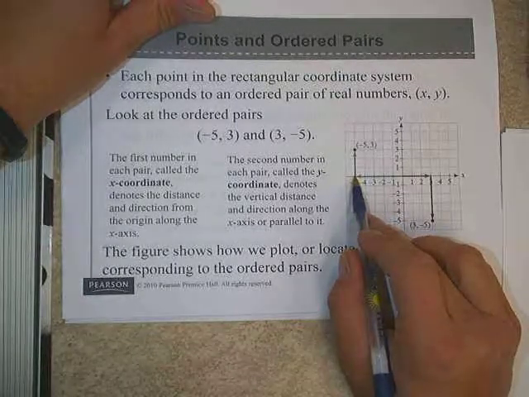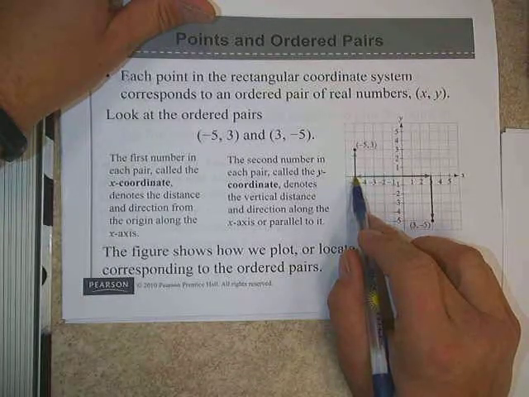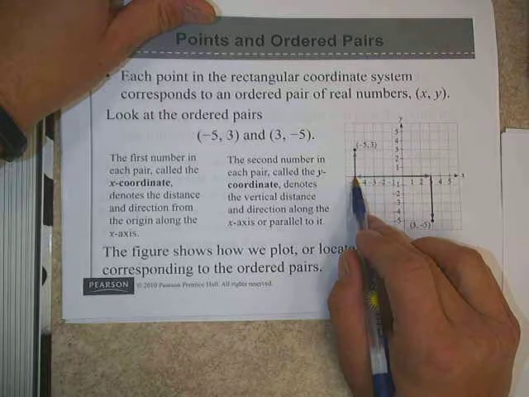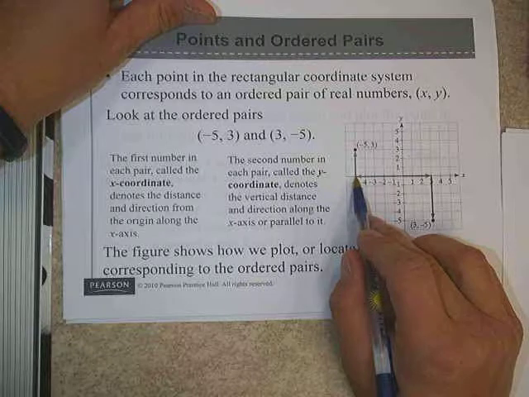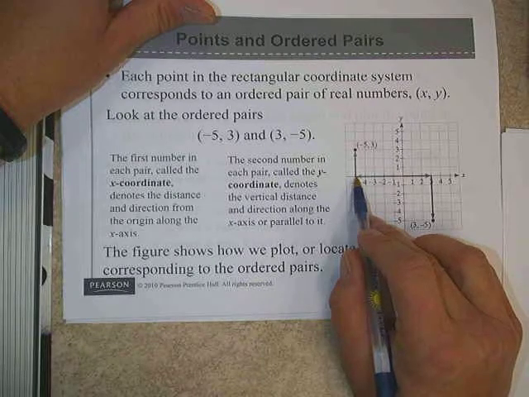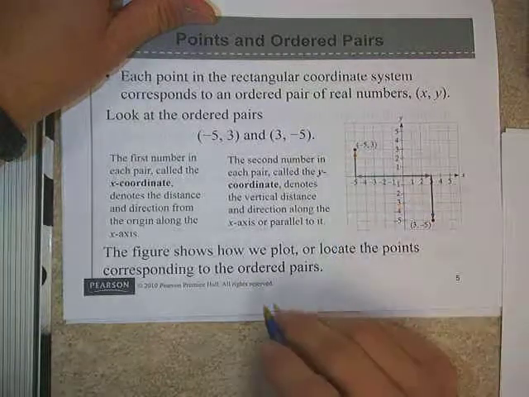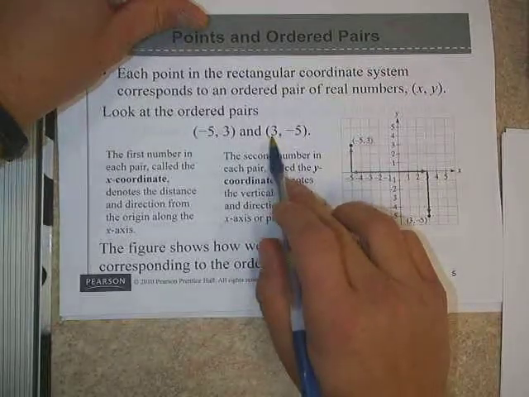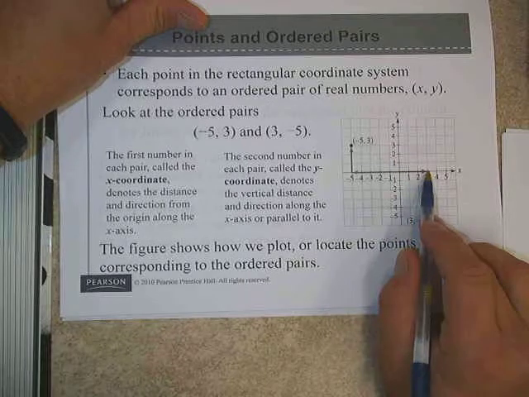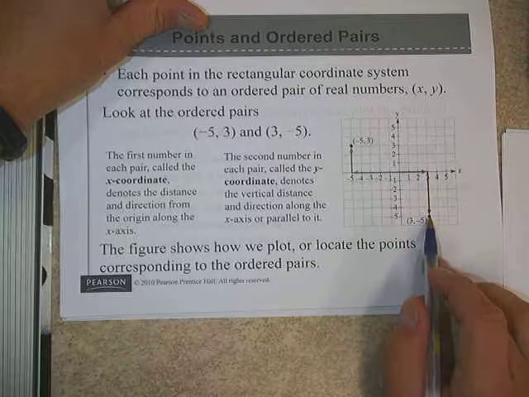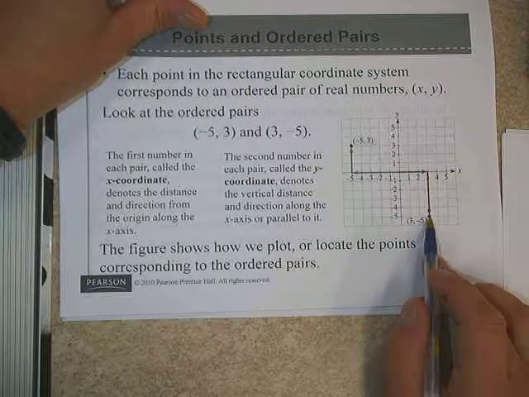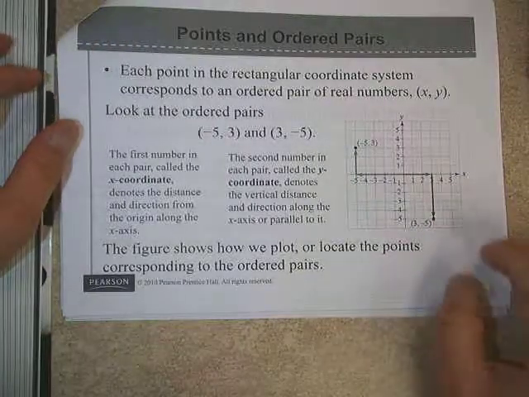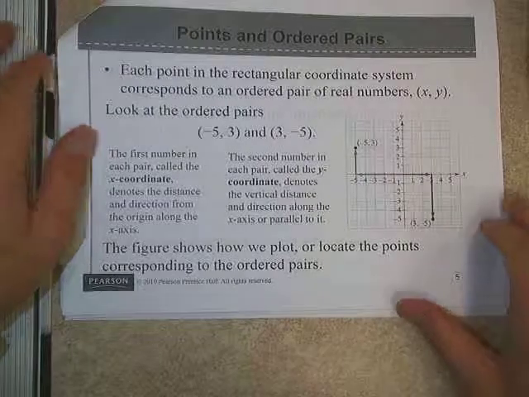The second number, the y-coordinate, denotes the vertical distance and the direction along the y-axis or parallel to it. So ultimately, in this case, we're going to, again, start here because we already went -5 to the left, and then we're going to go 3 in the positive direction, which would be up, and then we'll have our point -5, 3. Similarly, if we have 3, -5, we'd go 3 in the positive x direction, which would be here, and then 5 in the negative y direction, which would be down here. And these 2 points would be our coordinates plotted in the correct locations.